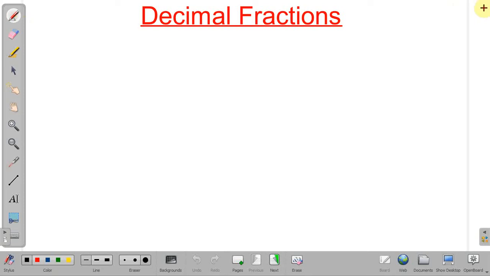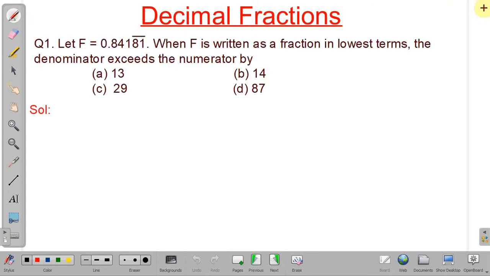In this lecture, we will discuss some important problems on the topic decimal fractions. So let's start. In the first problem, what is given? F is equal to 0.84181, which is a mixed type recurring decimal. So when F is written as a fraction in lowest terms, so you have to remove the common factors. Then the denominator exceeds numerator by. So how we can solve?